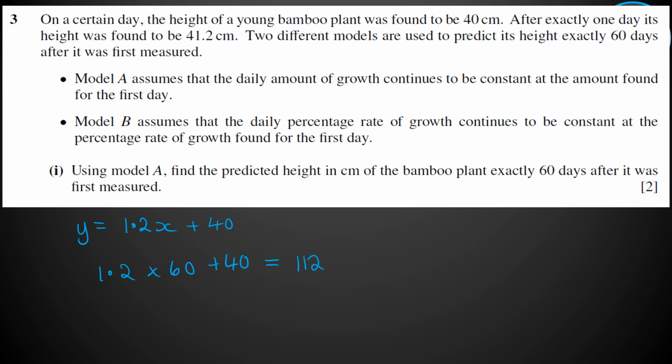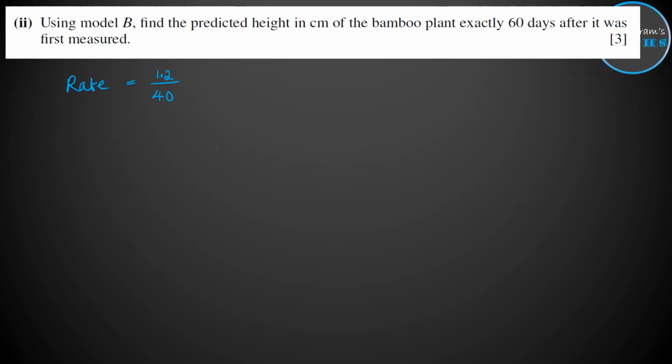which is 112 centimetres. Now model B is using the rate of growth rather than that linear model we looked at just before. So we need to work out what that rate is first of all. So if you do 1.2 out of the 40, it's growing that 1.2 on the first day, having started from 40. That gives us a percentage change of 3% increase per day.